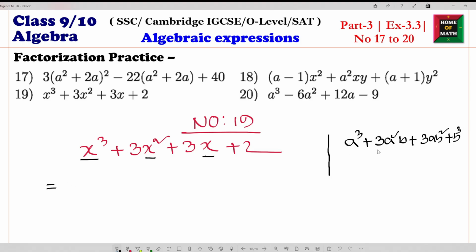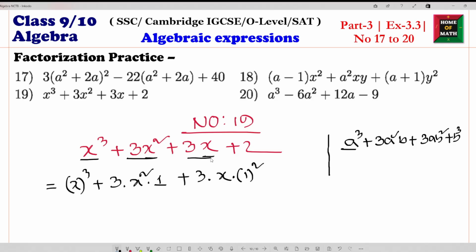Look, here is x cube, plus 3, then a square, it means x square, then here is b, but we don't know what b is, so we can multiply by 1. So 3 times x square times 1, it will become 3x square, plus 3, here a means x, times b square, it means 1 square. So 3 times x times 1 square means 3x, plus b cube, so we already understand b means 1, so 1 cube.